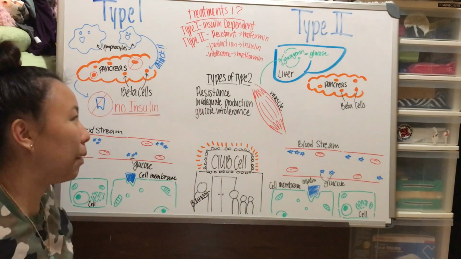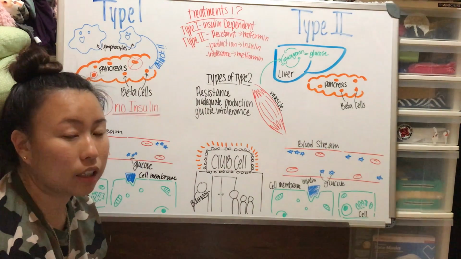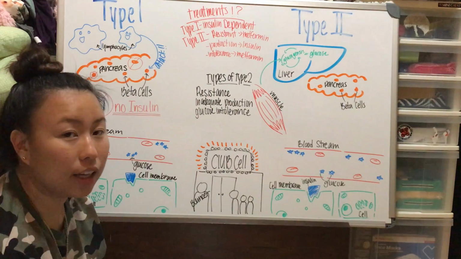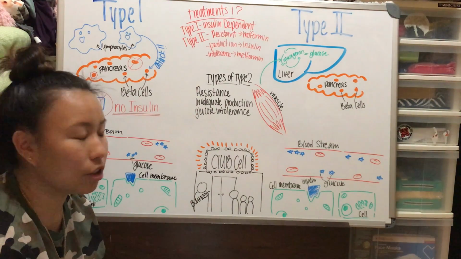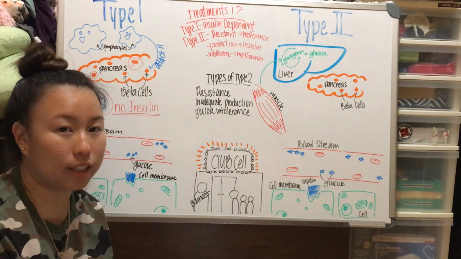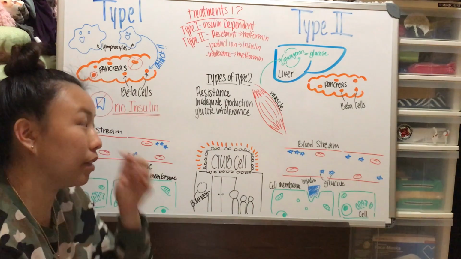Type 2 diabetes is a lot more complicated. There are 3 different types of type 2 diabetes. I like to say different types because it's easier to understand that way than thinking that all 3 of these are happening to one patient at a time. Each patient can have a different type of type 2 diabetes.